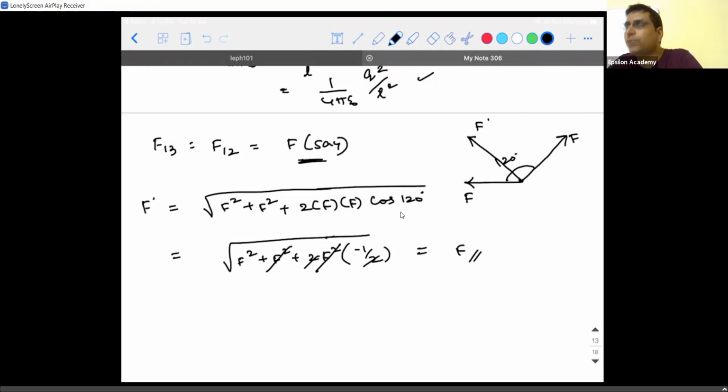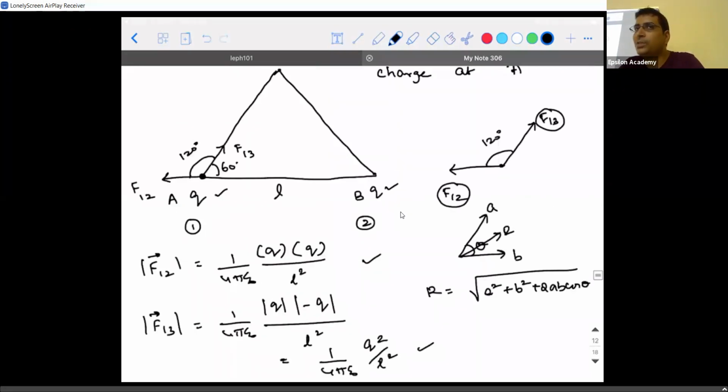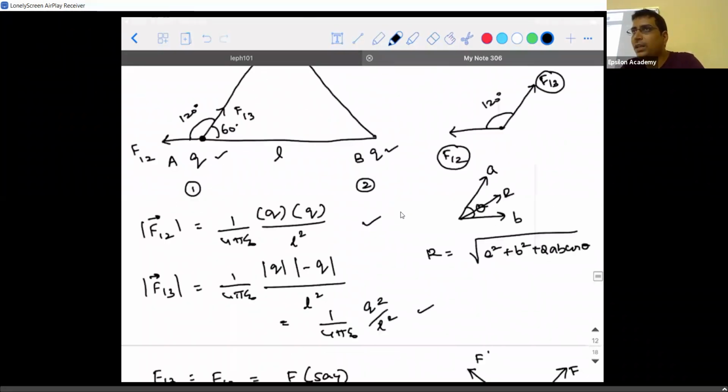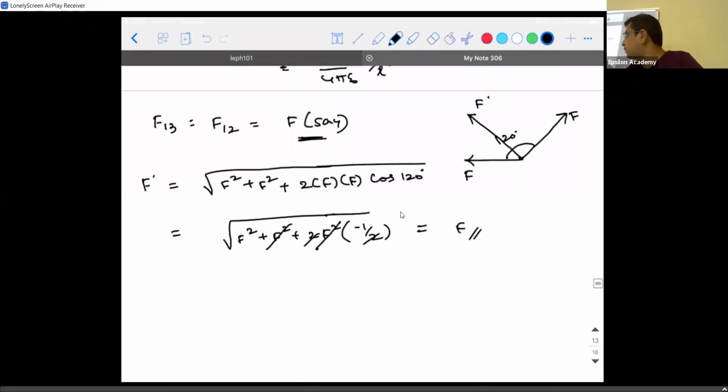So it experiences a net force of how much value? The charge at point A experiences a net force due to the charges at B and C of value F, in what direction? The direction I've drawn here, in this direction. But you have to give a name, you have to mention it in the exam. I'll tell you how you are supposed to write. Please make a note of it.